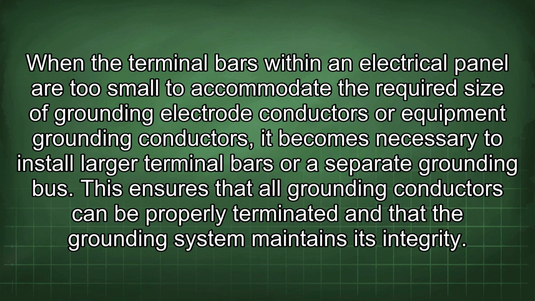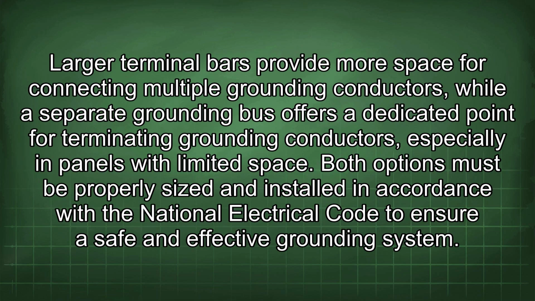When the terminal bars within an electrical panel are too small to accommodate the required size of grounding electrode conductors or equipment grounding conductors, it becomes necessary to install larger terminal bars or a separate grounding bus. This ensures that all grounding conductors can be properly terminated and that the grounding system maintains its integrity. Larger terminal bars provide more space for connecting multiple grounding conductors, while a separate grounding bus offers a dedicated point for terminating grounding conductors, especially in panels with limited space. Both options must be properly sized and installed in accordance with the National Electrical Code to ensure a safe and effective grounding system.